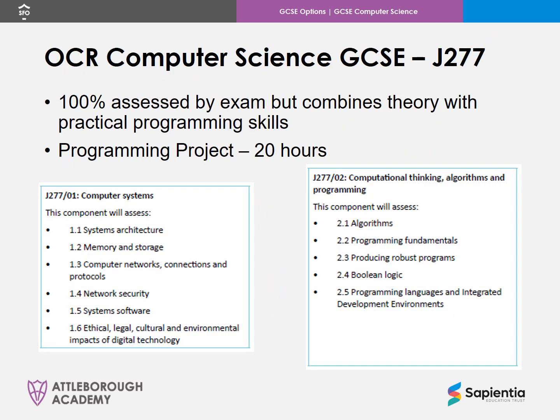So, what do you learn in computer science? Well, it's all 100% assessed by exam, but it's incredibly practical as well. As you'll see on the left-hand side, the first exam, Computer Systems, is all about how computers work. What are the hardware components inside a computer? What are networks and how do networks work? How can we keep them secure? What types of software we can run on computers, and the ethical and cultural and environmental impacts of using technology.